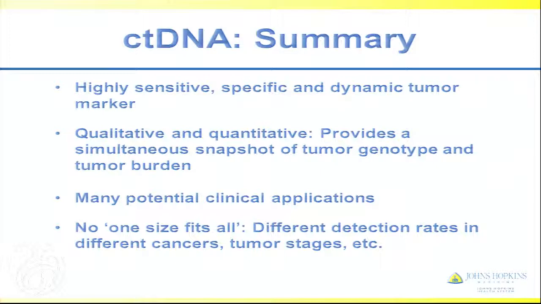So in the year 2014, as a summary, what do we have? Circulating tumor DNA is a highly sensitive, specific, depending on the assay, biomarker, and it is dynamic. Unlike a lot of tissue-based markers, this is a dynamic marker where you can see changes over time. Most assays are both qualitative and quantitative. We can get a snapshot of the genetic makeup of the tumor and of the changes in tumor burden over time. We have many potential clinical applications.